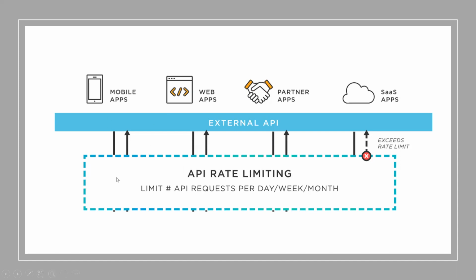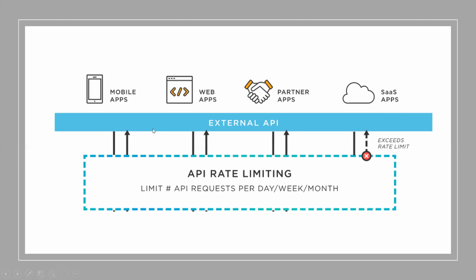If you look at here, these are some of the external APIs I have in this dotted rectangle box, and I configured rate limiting here. The clients can access my external APIs using mobile apps, web apps, partner apps, or SaaS apps. So different apps can consume my external APIs here.